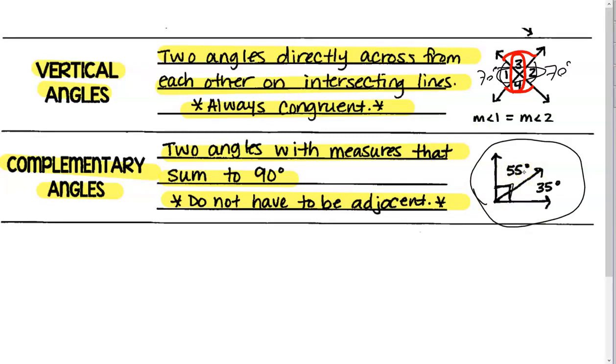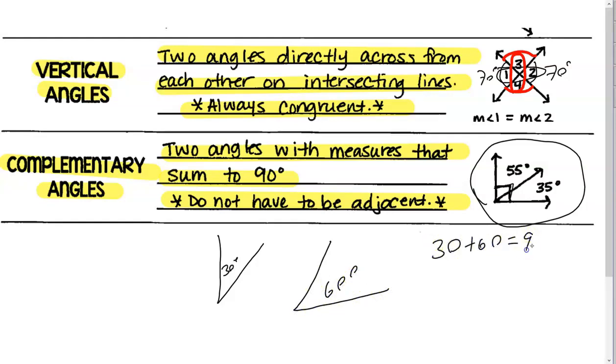Now it says that it does not have to be adjacent, meaning I can have one angle over here, and let's call this 30 degrees, and then I can have another angle over here, and we can call that 60 degrees. Well, 30 plus 60 gives me 90. So, let's call this angle A and angle B, we could say that angle A and B are complementary.